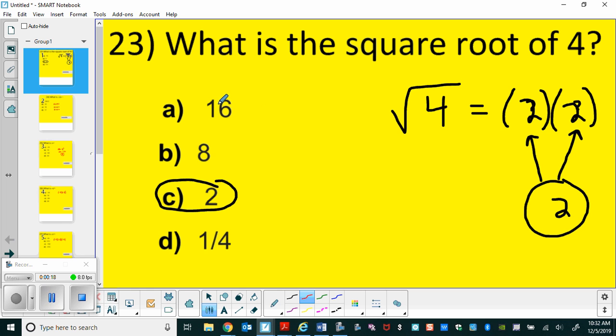If you're thinking A, that would be 4 squared, which gets you 16. But that's not the square root of 4. We're looking here for the square root of 4, okay? So over here, the square root of 16 would be 4. So yeah, that's pretty much that.